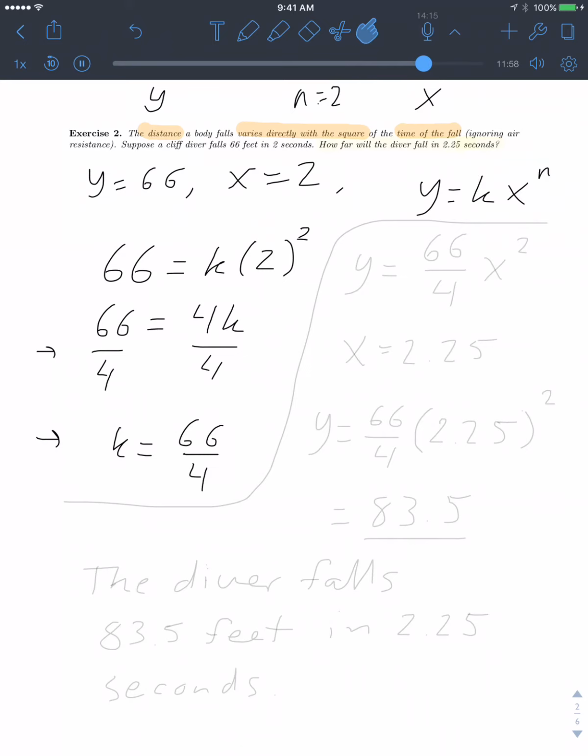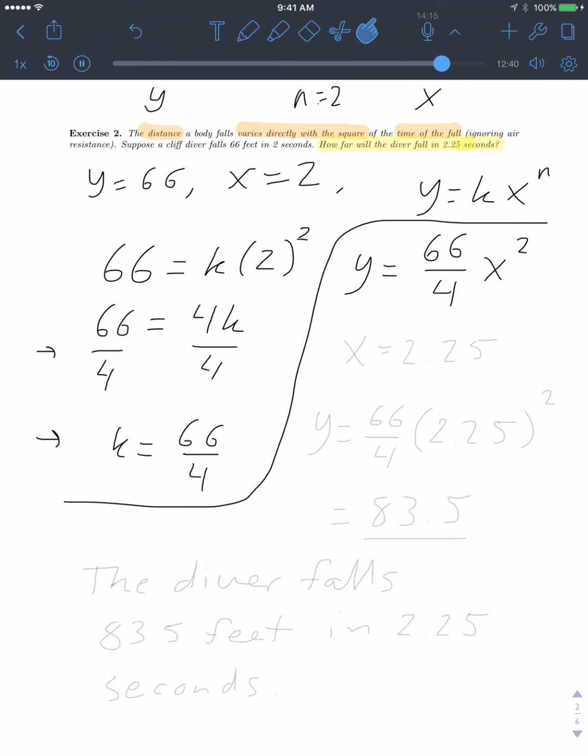Now, why this matters to us is we are curious about that last part. We want to know how far will the diver fall if we change the length of time that the body is falling for. So in this case, we'll make a little room here. Our model, we know, is y equals 66 over 4 times x squared. That squaring doesn't change. That's always going to be the case in this body falling type of situation.